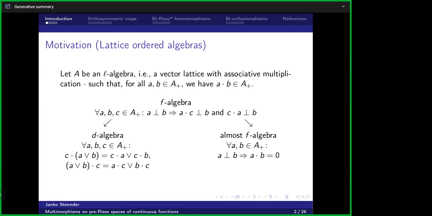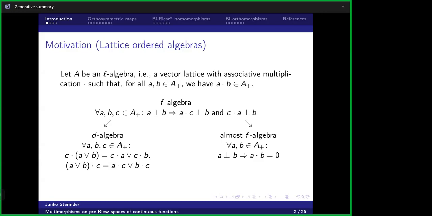And how are those defined? In a d algebra, the multiplication needs to be compatible with the supremum, or with the lattice structure. So if I have some supremum, and I multiply with a positive element from left or right, then it should commute with the supremum. And in an almost F algebra, we again have this disjointness property. If positive elements are disjoint, then the product should be 0. So those are two kinds of distortions of F algebras. So every F algebra satisfies the two properties on the bottom, but not conversely, and the two on the bottom are also not related in general.